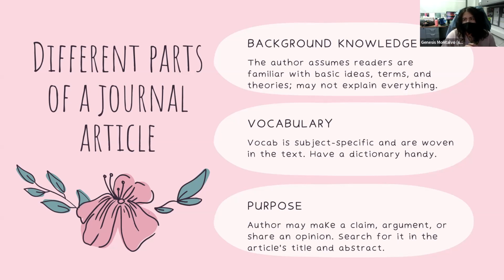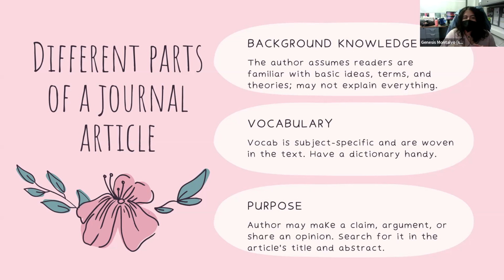Vocabulary. The vocabulary in the journal article is going to be very specific. It's going to be subject specific, and it's going to be woven into the text. Similar to the background knowledge, you might not have definitions for all of these terms. So it's important that you either have a dictionary or outside notes in order to keep track of what these different terms mean. And it's also important for you to review them because it might be helpful when you're writing your essay.